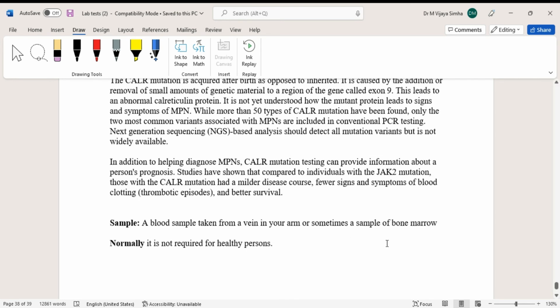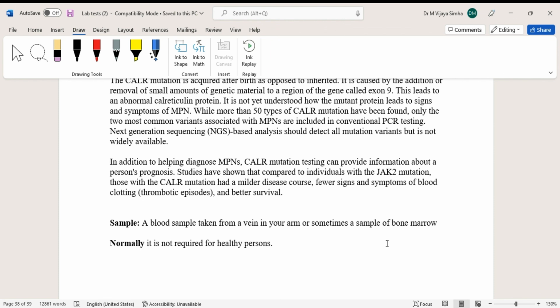In addition to helping diagnose MPN, CALR mutation testing can provide information about a person's prognosis. Studies have shown that compared to individuals with JAK2 mutation, those with the CALR mutation had a milder disease course, fewer signs and symptoms of blood clotting, and better survival.